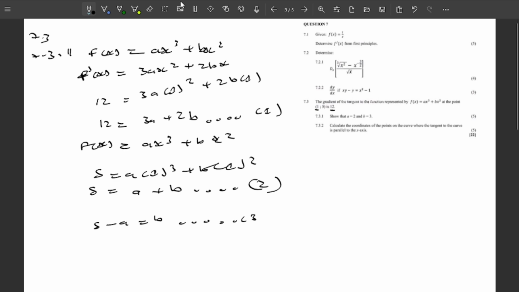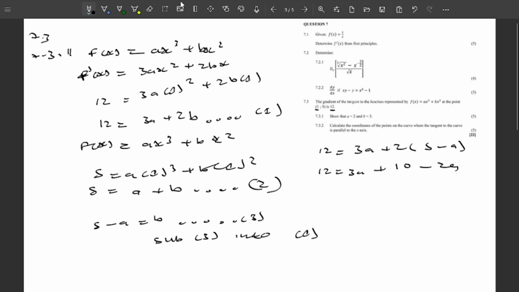This is our third equation. Now substitute 3 into 1. It's going to be 12 equals 3a plus 2(5 minus a). From here, 12 equals 3a plus 10 minus 2a, since 5 times 2 is 10. Take the like terms, group them together, and then a should be 2. So therefore my a is 2.